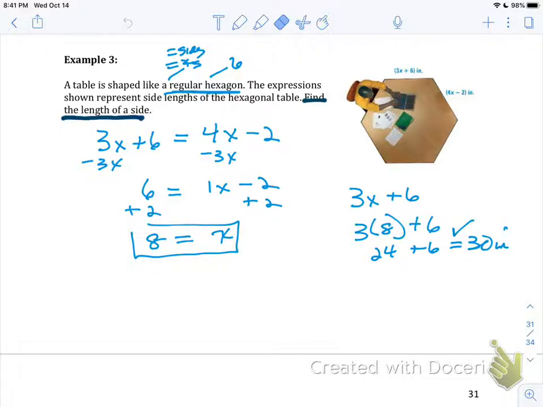Now, what would be a really good idea is to make sure the other one is 30 also, because it has to be regular. So 4 times 8 minus 2.